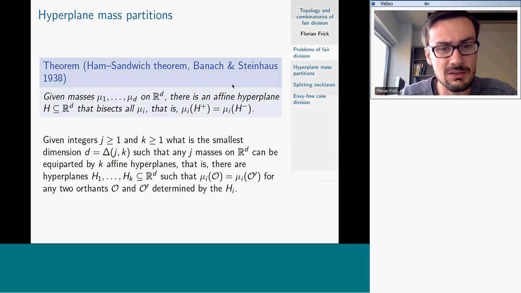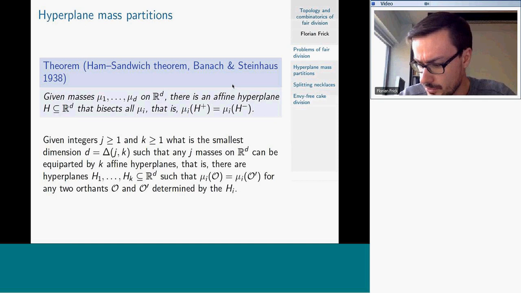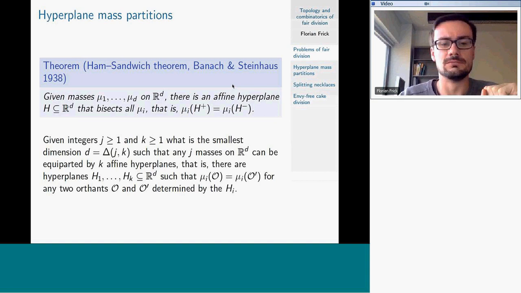So given d masses on R^d, there is an affine hyperplane, meaning it doesn't have to go through zero, that bisects all masses. So the half space on the positive side of H, which has an orientation, and the half space on the negative side of H have the same mass for all the measures. What I mean by masses are probability measures, so the measure is one, and every hyperplane has measure zero. That ensures that the measure of a half space continuously depends on the hyperplane.